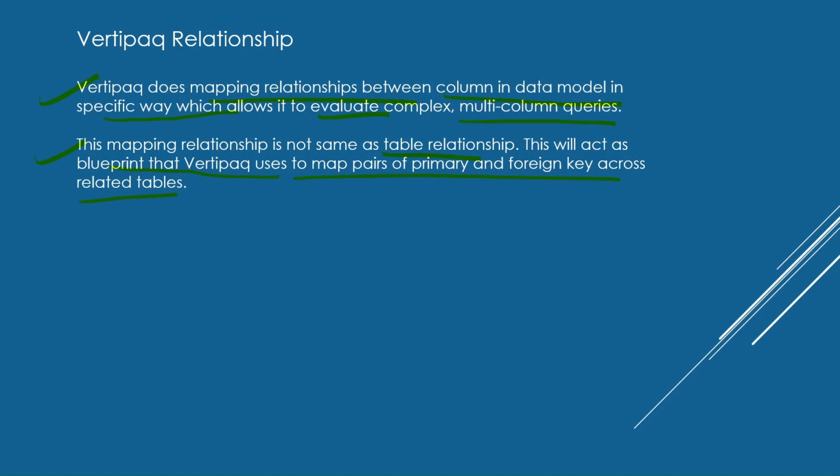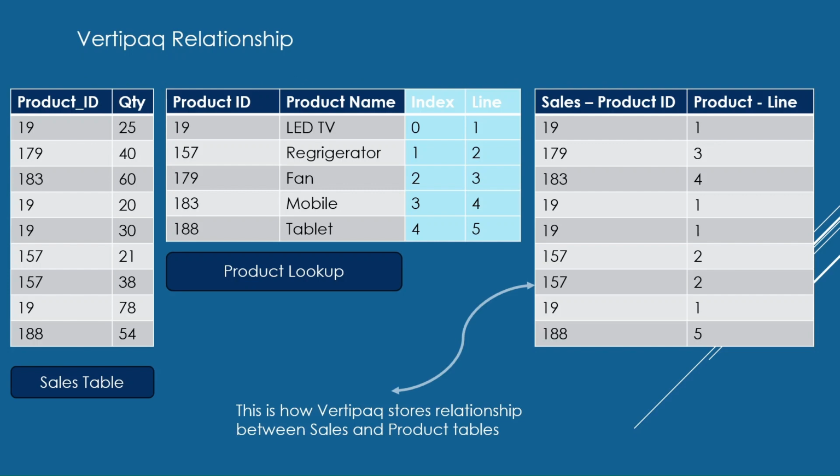So this mapping, VertiPaq relationship, will act as a blueprint during the creation of the primary key and the foreign key across the related tables. So let's discuss how VertiPaq relationship is used to map between two tables. Suppose these are the two tables. One is the sales table and another is the product table. These two tables are mapped with product key. But how will VertiPaq create the relationship?